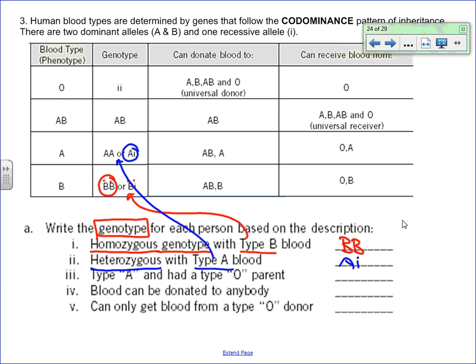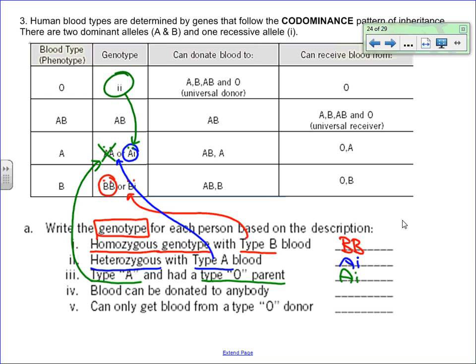Question 3 says you have type A blood and have a type O parent. This is where a lot of your experience using level 2 Punnett squares is going to start to come into play. Because what you should recognize is that if we have type A blood, again, there's two possibilities here, AA or Ai. However, it also says that one of our parents was type O, meaning one of our parents only had i to donate. They were ii, meaning they could never have an AA kid because they didn't give them an A allele, which means that they can only have an Ai child. So this one is also Ai.